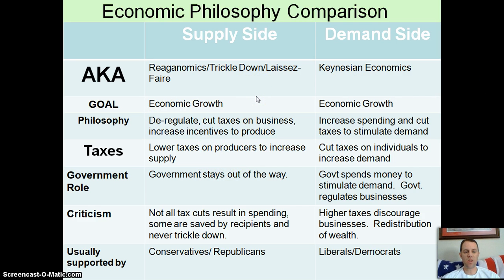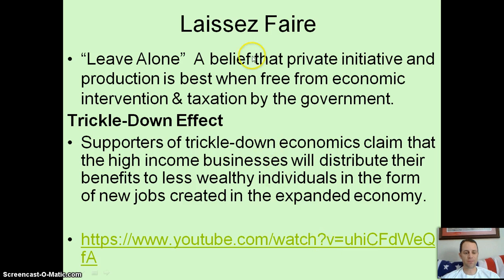Can we really say which one works? Not really, because we never really have one political party completely in charge to the point that they can institute their policies for a long enough period of time that we can say, hey, that really worked or that really did not work. So a couple of these words that go along with supply side economics.